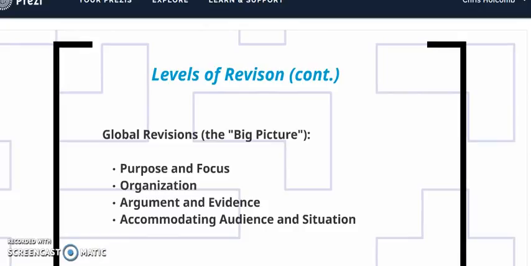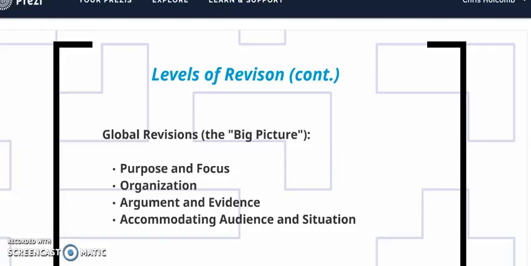Global revisions typically involve big ticket items, the big picture, and that includes things like the overall purpose and focus of your paper, changing that if you think that is required. Organization or structural changes: moving large passages around in your draft, or deleting them outright and adding new ones in.